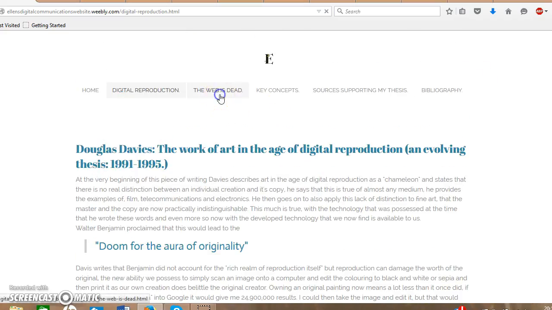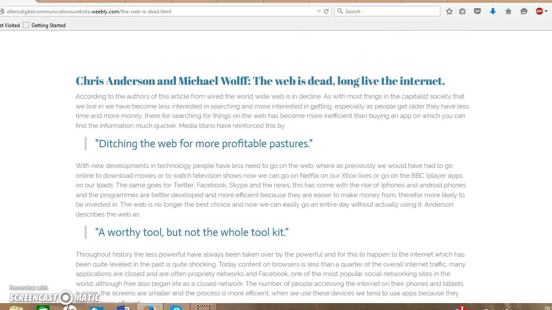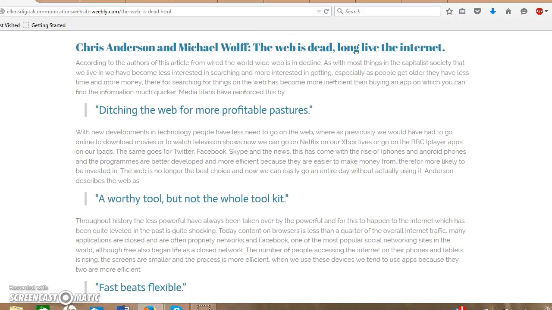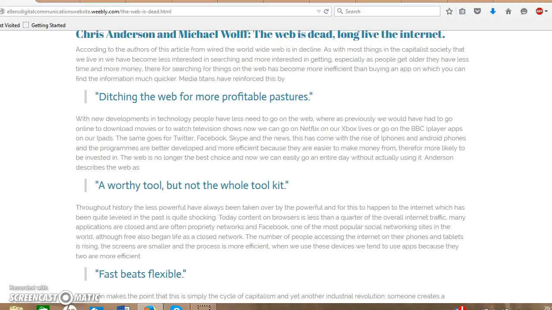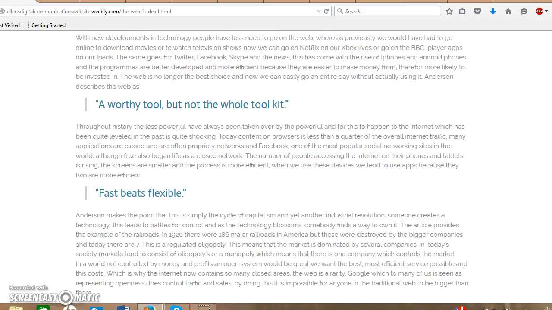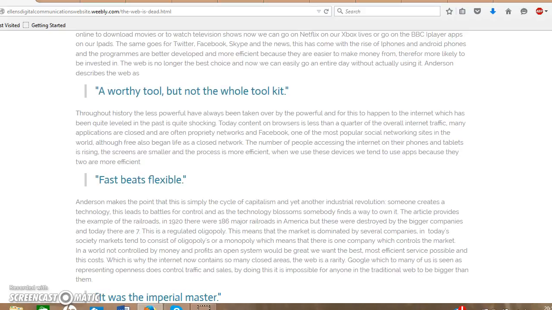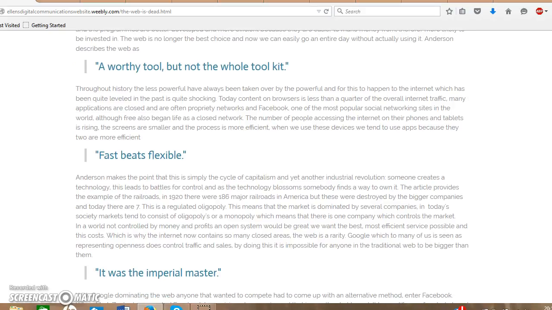The second page of the website that I created was based on an article written by Chris Anderson and Michael Wolff called "The Web is Dead, Long Live the Internet." And this talked about a more monetary side of the internet that people who aren't in that business don't often consider. It also talked about use of apps, and it really opened my eyes to the way that the World Wide Web isn't being used as much as it previously was, and the economy and how that influences use of websites or applications.